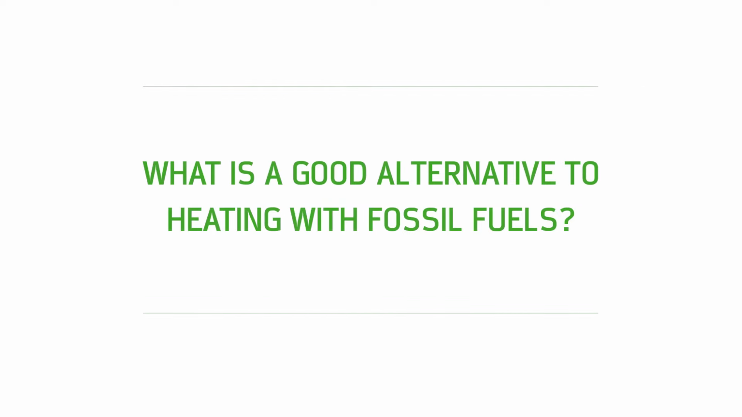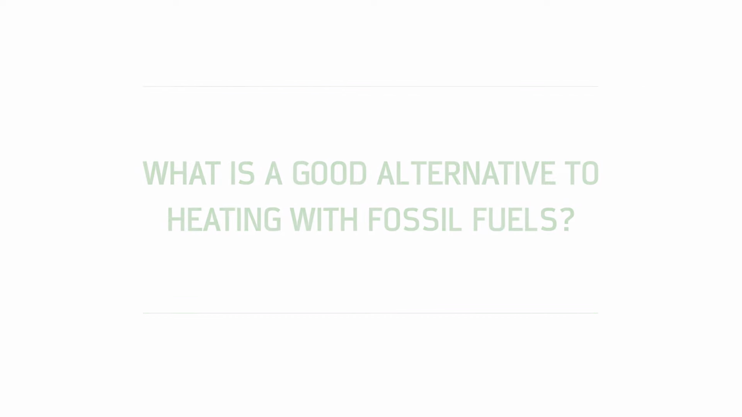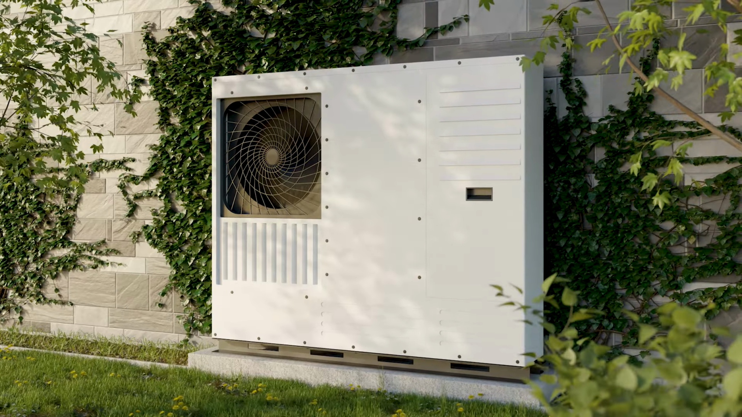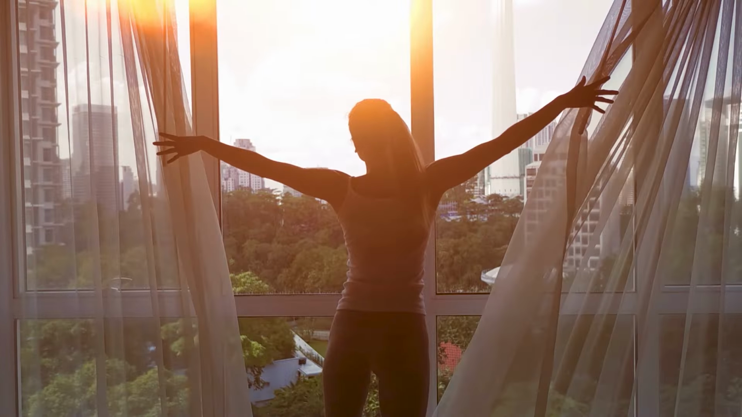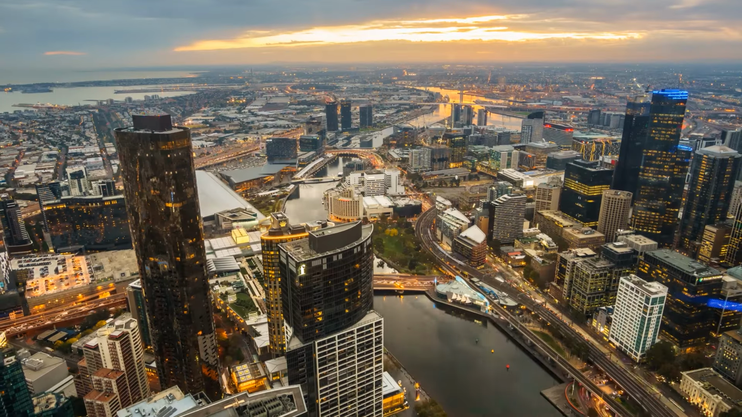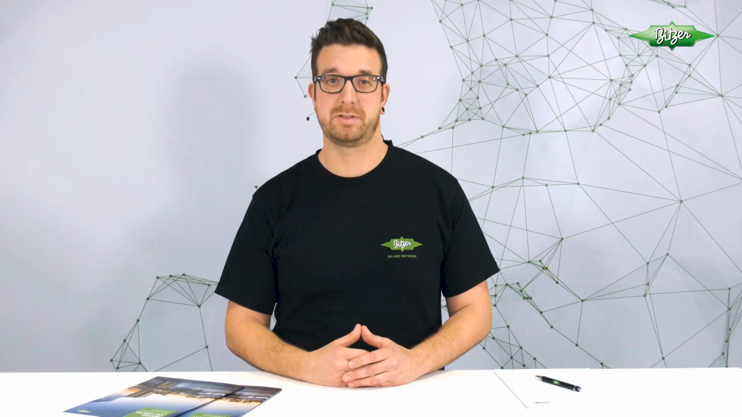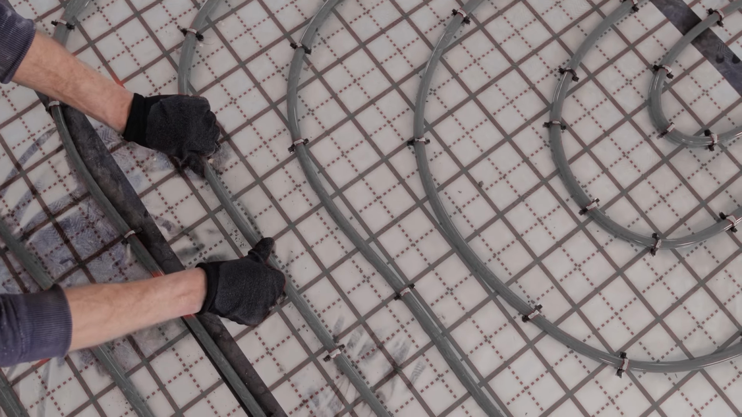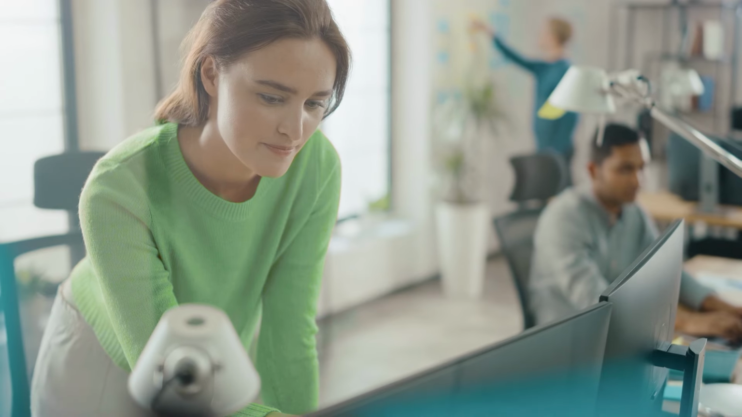What is a good alternative to heating with fossil fuels? A great alternative to heating with fossil fuels is the use of heat pumps. They can be utilized in buildings such as residential complexes and public buildings, independently of whether it is newly built or an existing one which is thermally renovated, especially when combined with floor heating systems or further low temperature heating systems. A heat pump ensures comfort and a feel-good atmosphere.